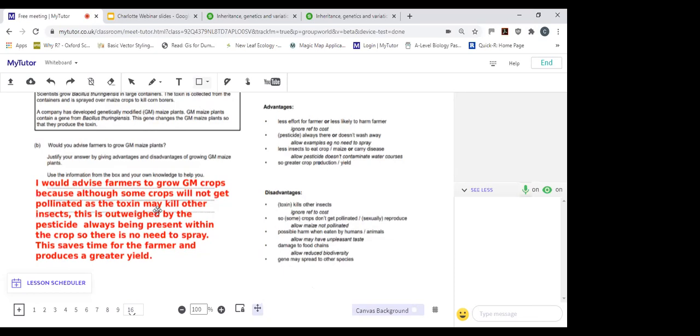So I would advise farmers to grow GM crops because although some crops will not get pollinated as the toxin may kill other insects, this is outweighed by the pesticide always being present within the crop, so there is no need to spray. This saves time for the farmer and produces a greater yield. So there I have given my opinion, and I've given at least 1, if not 2 or even 3 advantages and disadvantages. And I've done that in 2 sentences. 4 marks there. So you don't have to write lots to get the 4 marks at all.